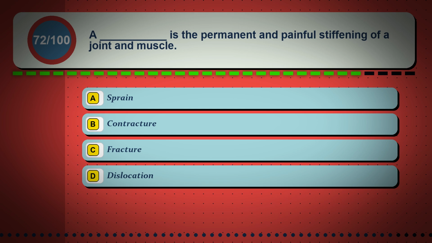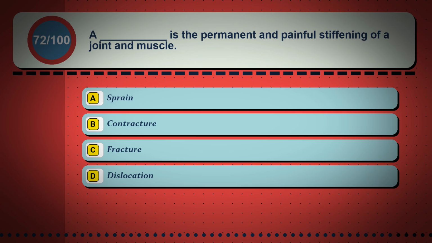Question 72. A blank is the permanent and painful stiffening of a joint and muscle. Option A, a sprain. Option B, a contracture. Option C, fracture. Option D, dislocation.